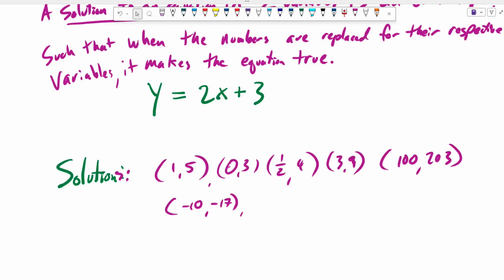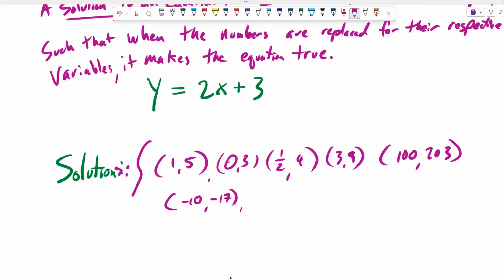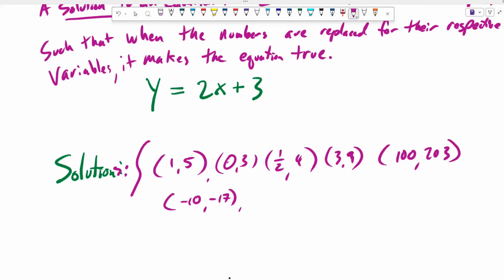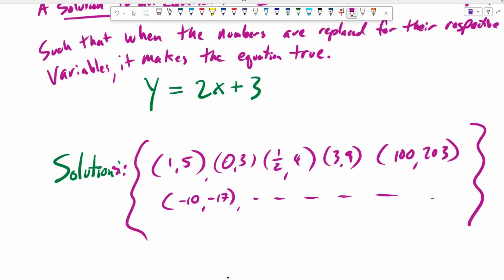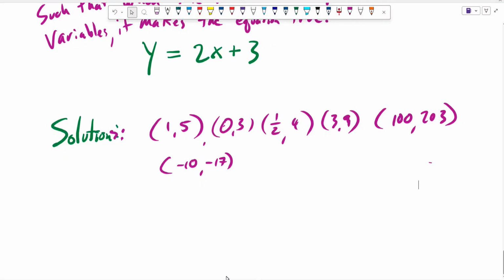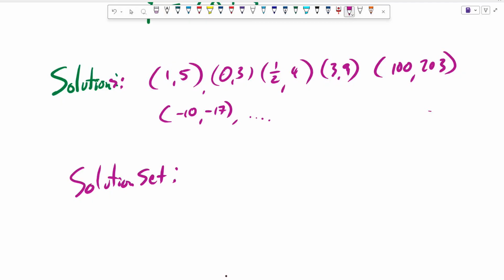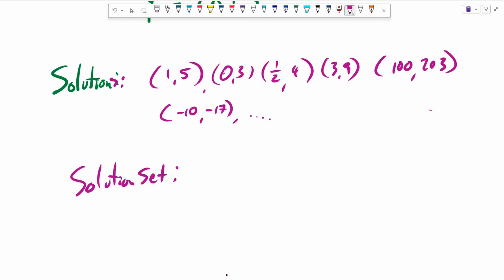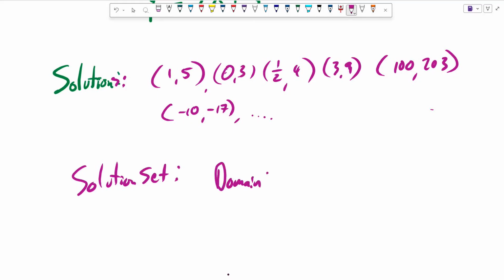How many solutions are there to this equation? An infinite number. There's no way we're going to write down all the solutions. So we're not going to do a curly bracket, because we can't write them all in. So how are we going to write down the solution set? Any guesses?